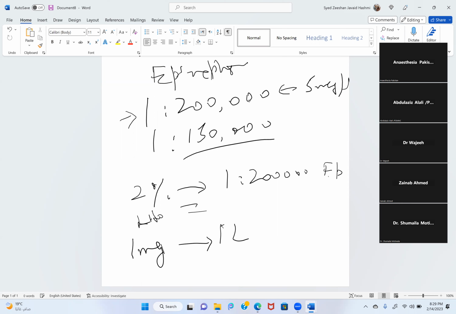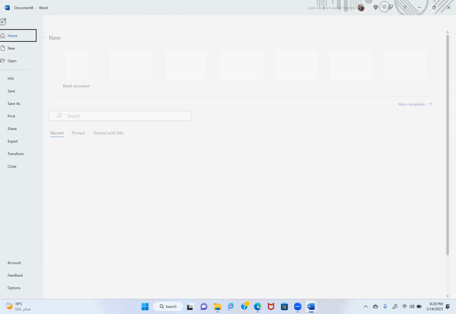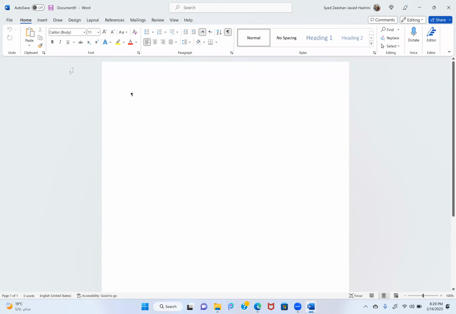Because if they added 1 milligram, for example, in 100 ml, the concentration will be very high, around 10 mics. So you should know which concentration they are using, because the absorption of epinephrine will be variable. It will not be alike in every patient.